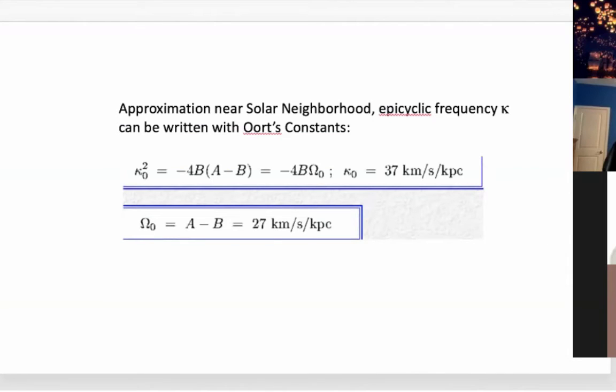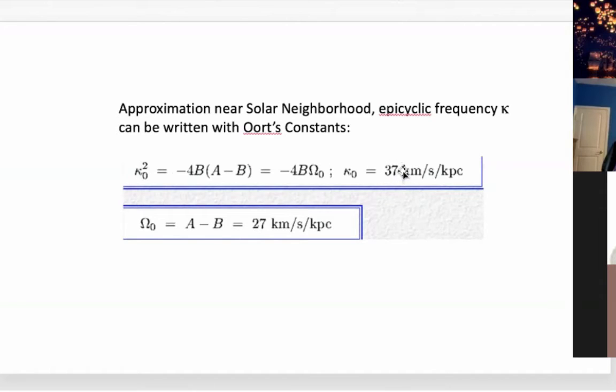Here's some more algebra that I just saved you from. You shouldn't be surprised to know that if you wanted to know what the epicyclic frequency was locally around the solar neighborhood, that is at R naught here, then here's a formula for kappa naught squared, purely in terms of the two Oort constants. B is negative, kappa squared is positive, and kappa is the square root of that, which is a real number. And we plugged in the actual numbers here. If you use the best estimates that people put in for omega naught, and the best estimate for what B is, then you get pretty much what I said.